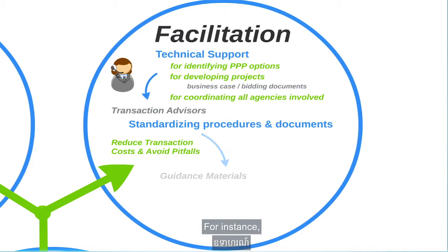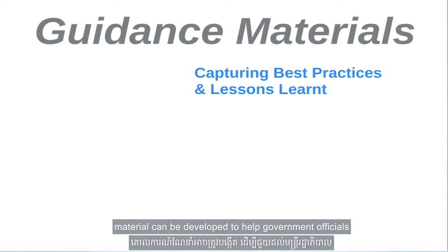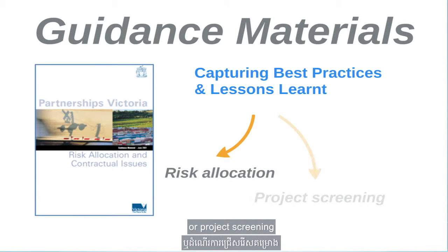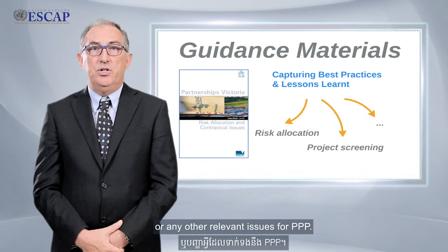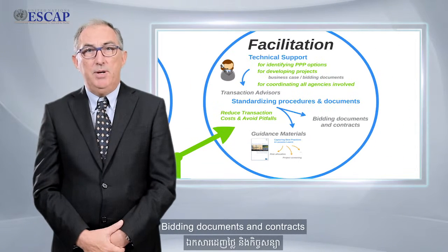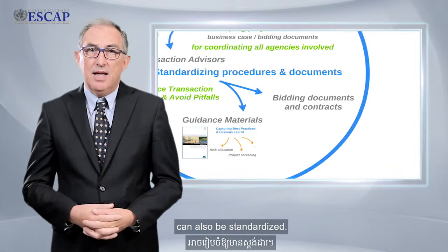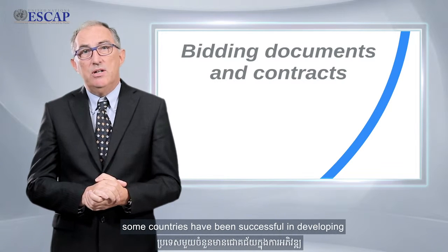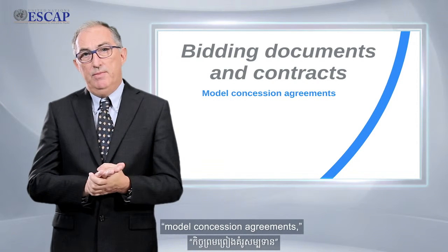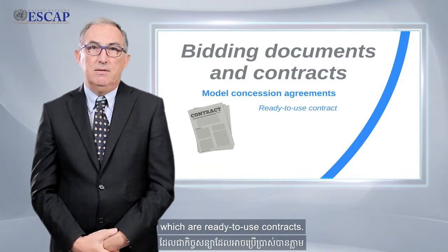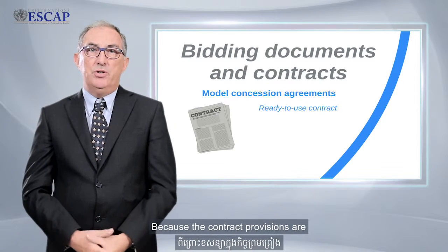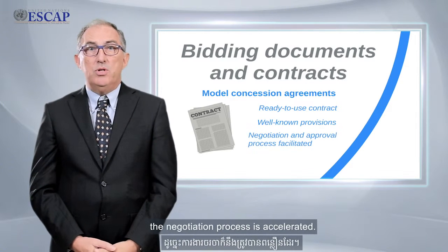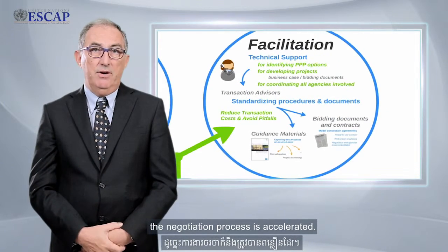For instance, material can be developed to help government officials in dealing with specific issues like risk allocation or project screening, or any other relevant issues for PPP. Bidding documents and contracts can also be standardized. For example, some countries have been successful in developing model concession agreements, which are ready-to-use contracts. Because the contract provisions are well known by all stakeholders, including lenders, the negotiation process is accelerated.